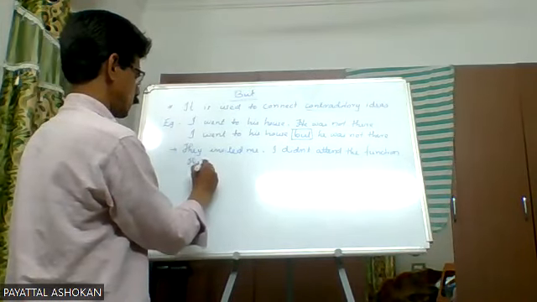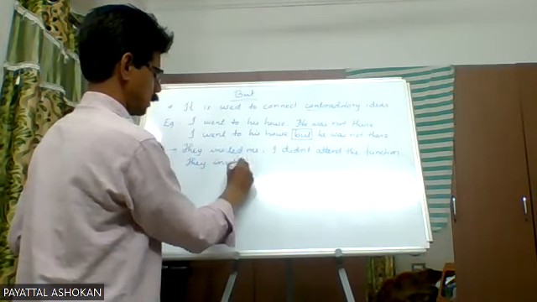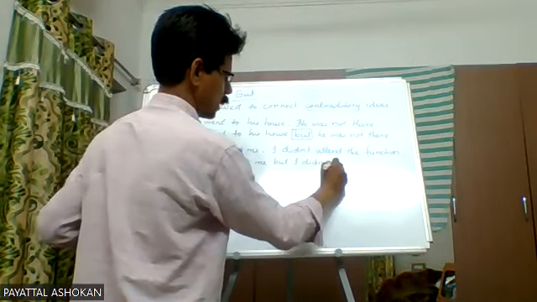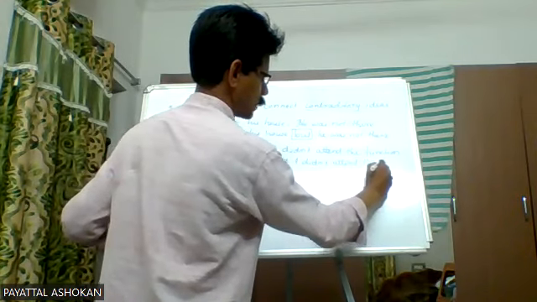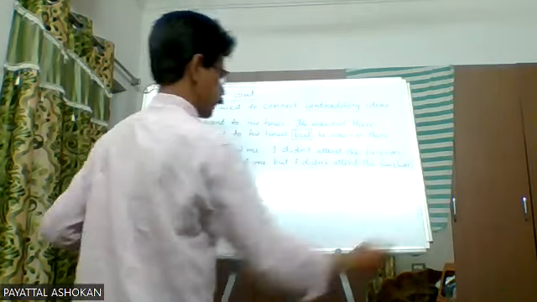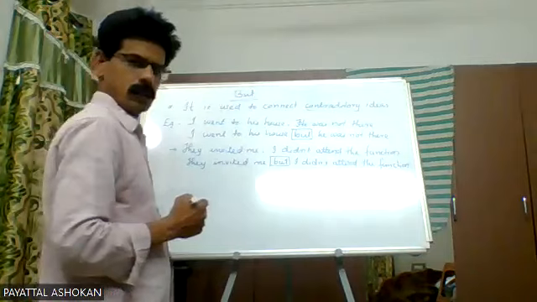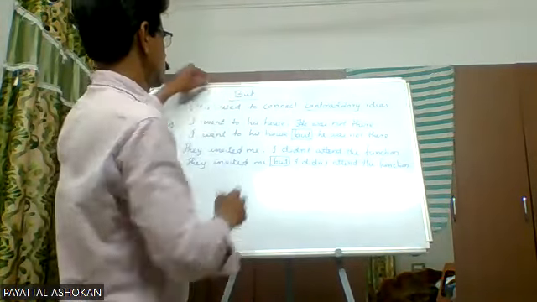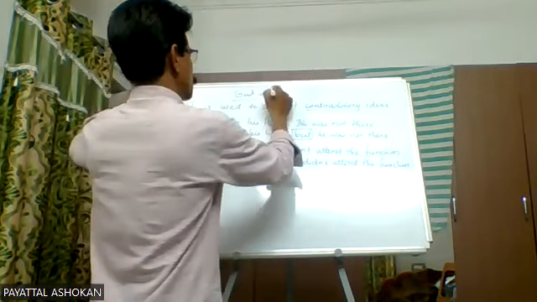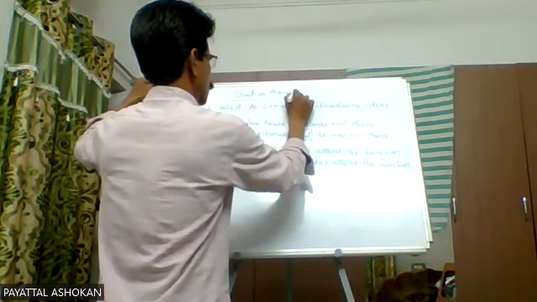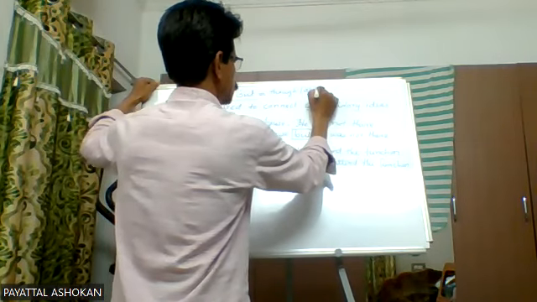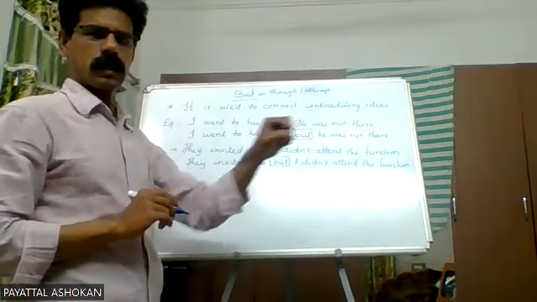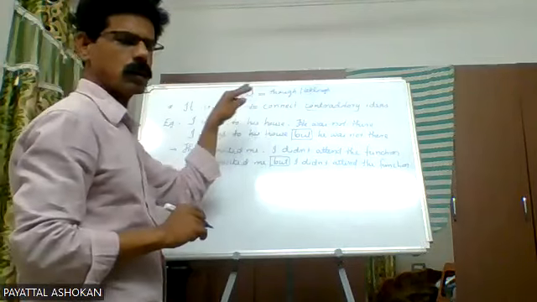They invited me, but I didn't attend the function. Here the conjunction is "but". So the same contradictory ideas, whenever we want to express them, we can join by using "but". In the same place, "though" can be used. We can use another word, "although", A-L-T-H-O-U-G-H. "Though" or "although" is also used to connect contradictory ideas. They are also subordinating conjunctions.